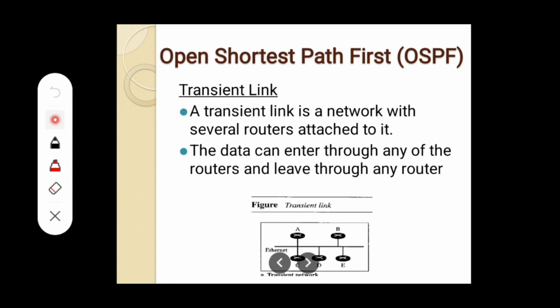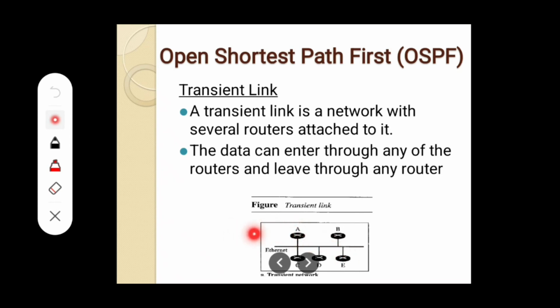Next is the transient link. A transient link is a network with several routers attached. Look at this figure. This is a transient link. Here there are different routers attached to this link. Inside this link we are having routers A, B, C, D, and E. So the data can enter at any router and go out through any router.